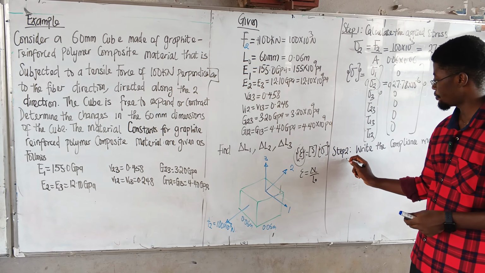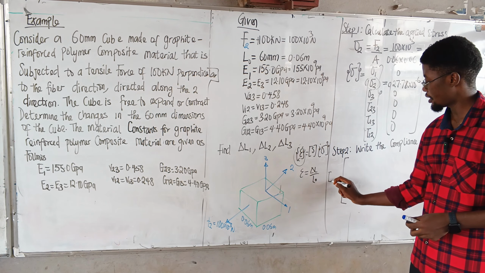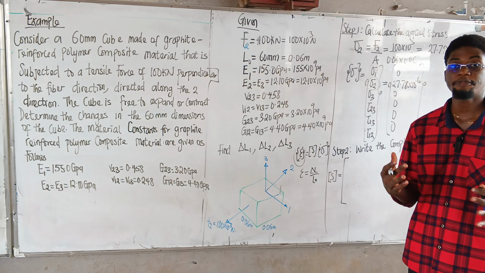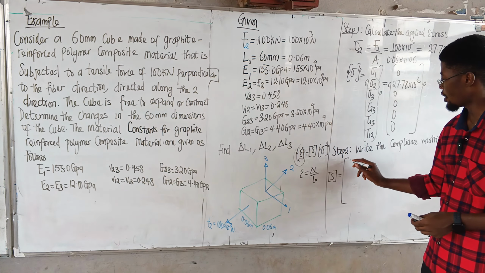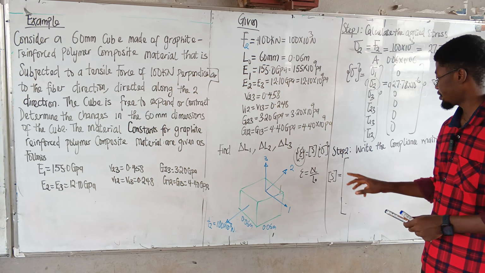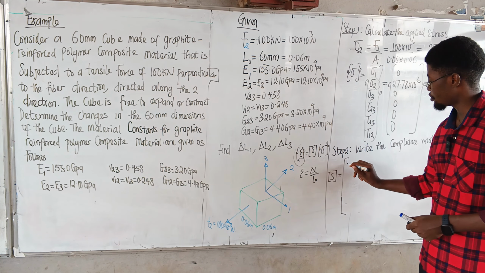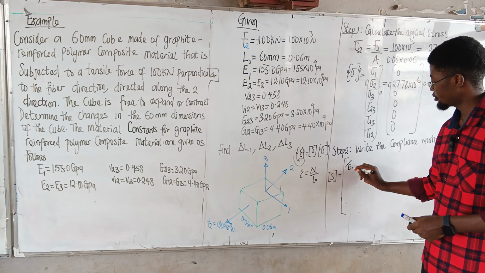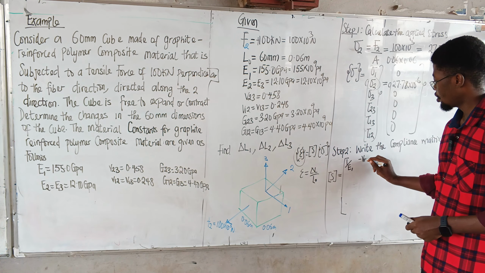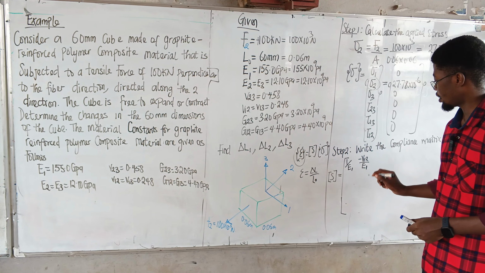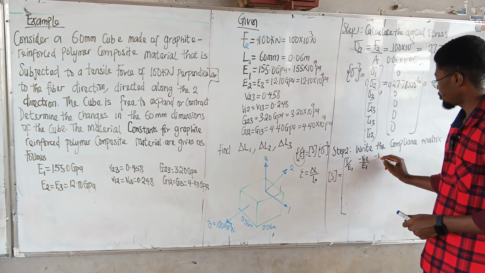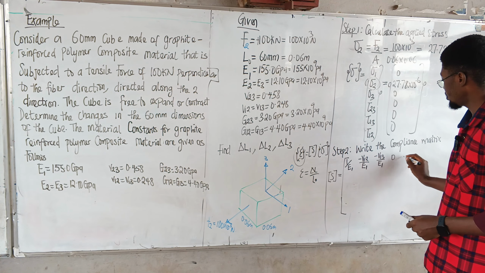Now if you remember, our compliance matrix is like this. This short S, if we expand what is in it, we have S11, and each of these S11, S12 has a formula. We've written that in our first video. It is 1 over E1, right? Then we have minus V12 over E1. We have minus V13 over E1. Then the remaining are 0.